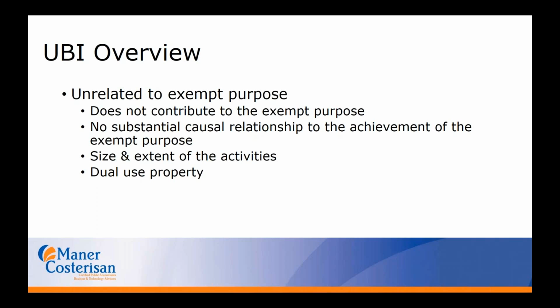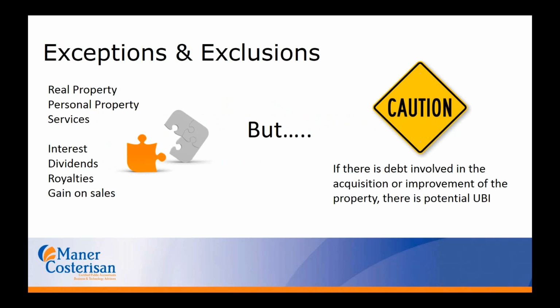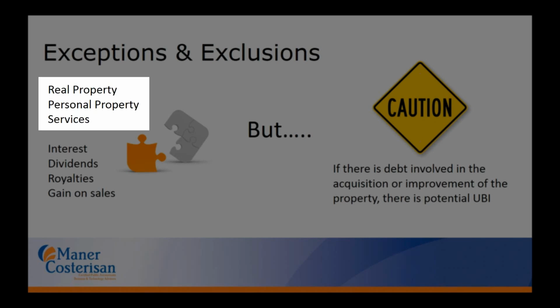For dual use property, this is when normally you have a piece of property that you use, for the most part, for your exempt purpose, but then sometimes rent it out to unrelated organizations or people. Then we have to look at that and determine if that's UBI. And we'd have to look at those other tests also. So we're going to get into some more common exceptions and exclusions for UBI. So the first one I want to talk about is the first three at the top of the screen: real property, personal property, and services.